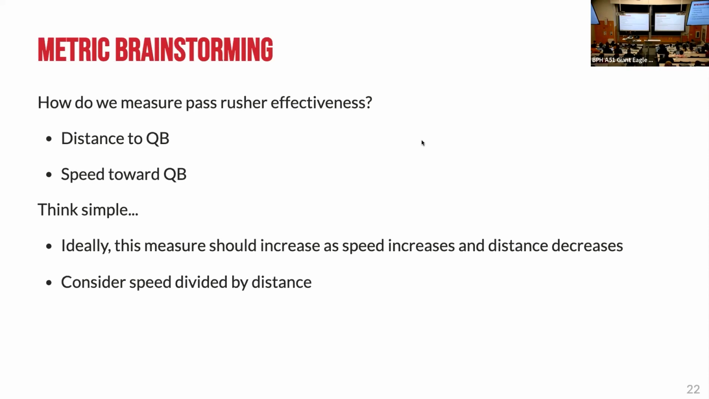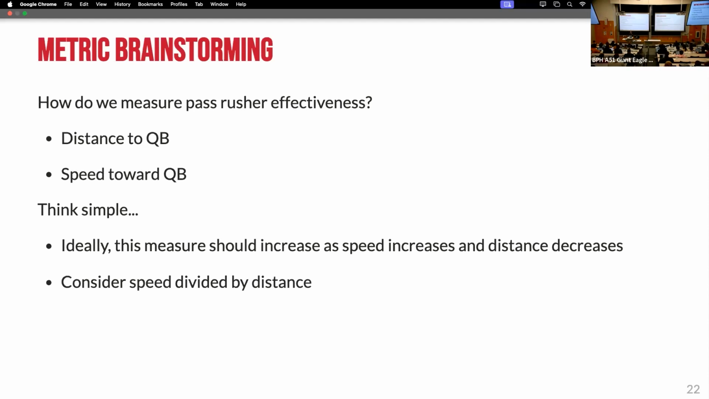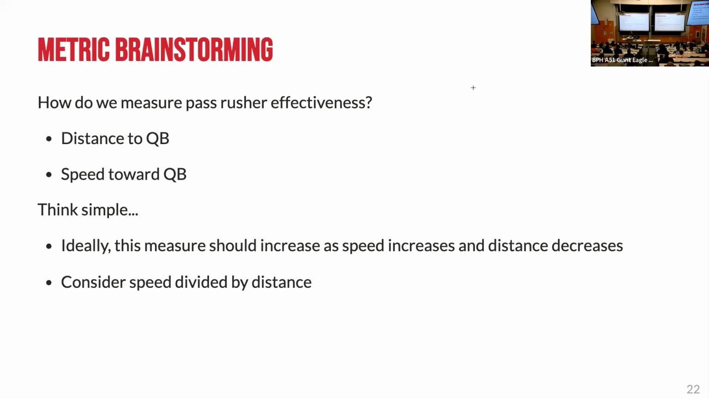So what if we just consider speed divided by distance? Now we want to analyze the unit of this quantity. For speed, say it's yards per second. For distance, it's yards. And the units would cancel, so you end up with something that is one over seconds, or inverse second.